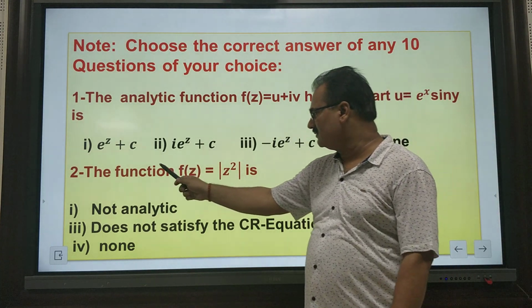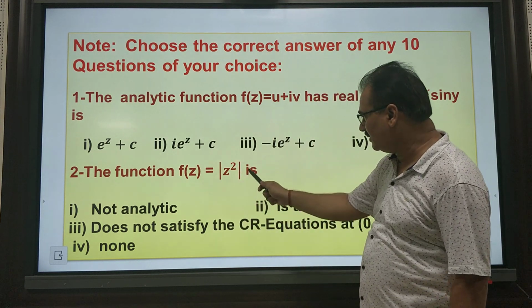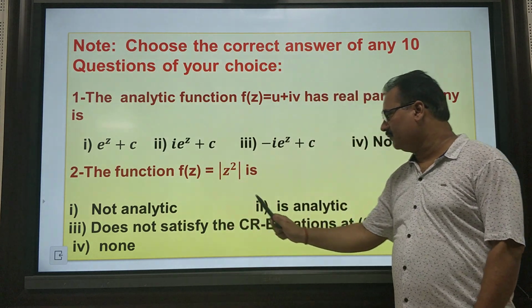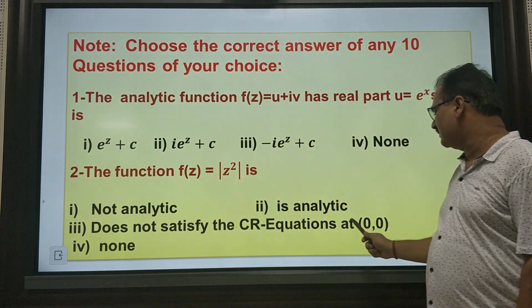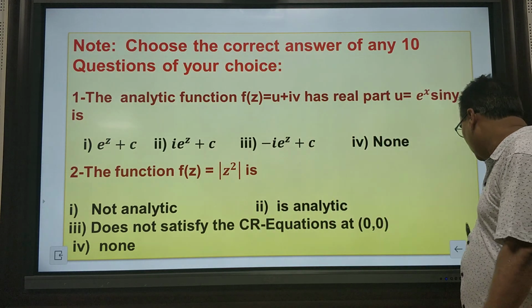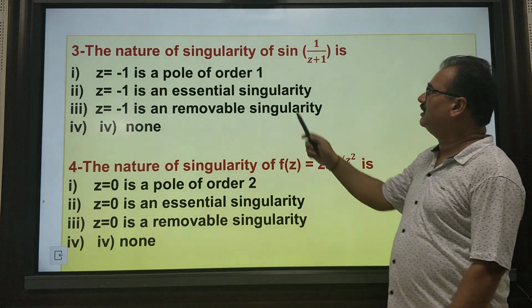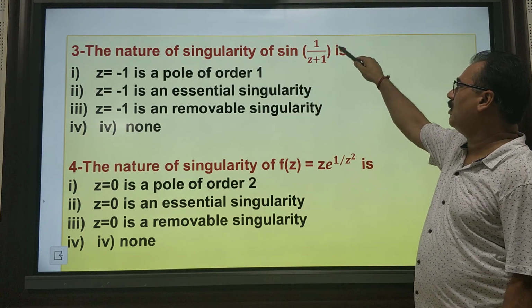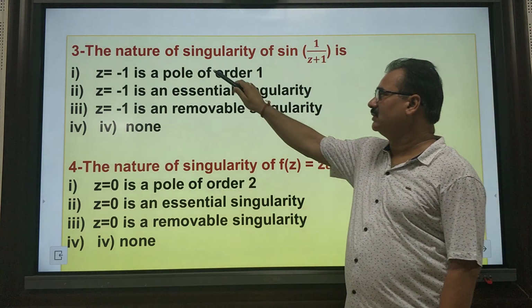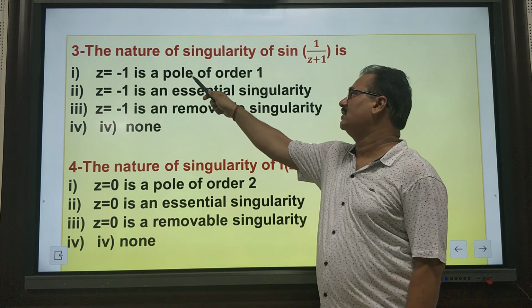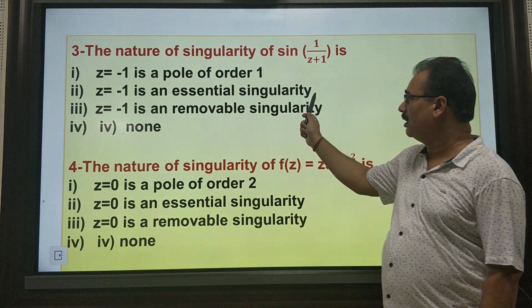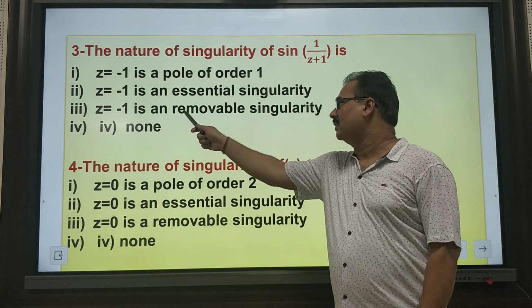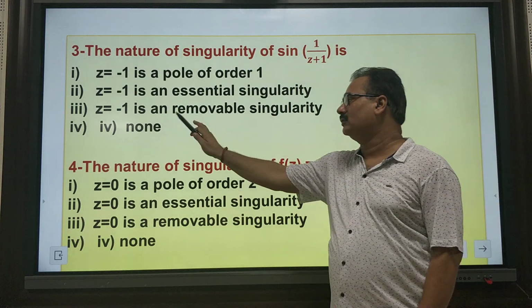The second question is: the function f(z) = |z|^2 is: first, not analytic; second, analytic; third, does not satisfy the CR equation at (0, 0); and fourth, none of these. The third question is the nature of singularity of sin(1/(z+1)). The options are: z = -1 is a pole of order 1, second z = -1 is an essential singularity, third z = -1 is a removable singularity, and fourth is none of these.